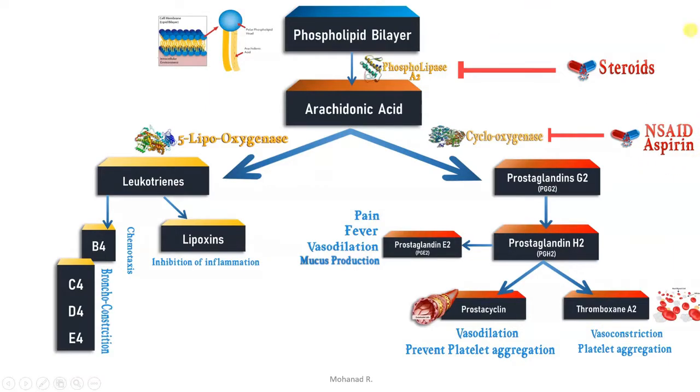On the other hand, non-steroidal anti-inflammatory drugs and aspirin are contraindicated in asthmatic patients. But why? Because when we are blocking this pathway, all the arachidonic acid will shift into formation of leukotrienes, part of which is C4, D4, E4 that promote bronchoconstriction, and this is very bad for asthmatic patients.